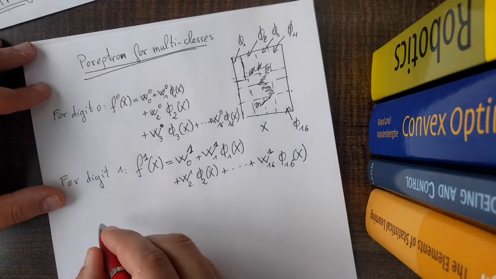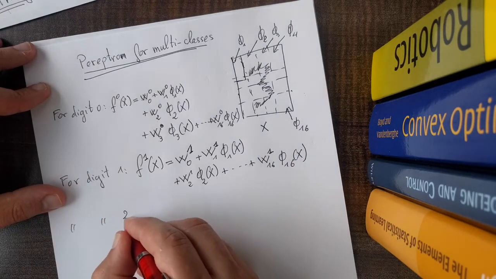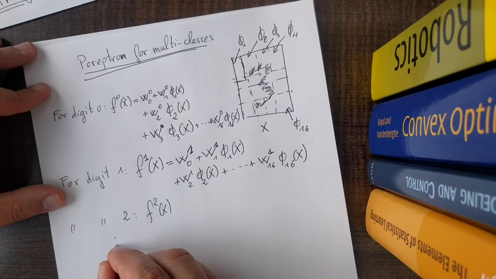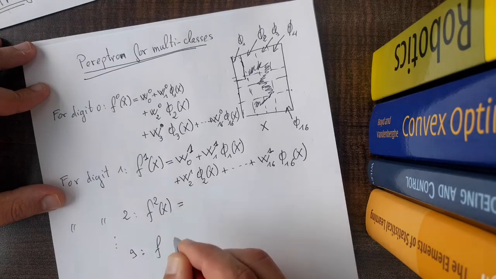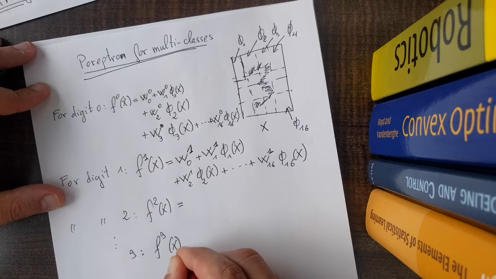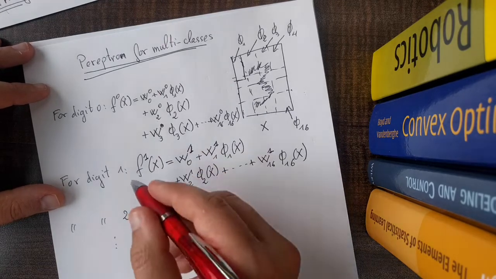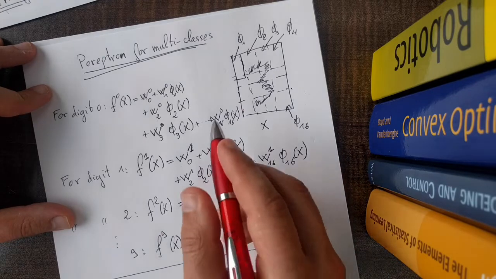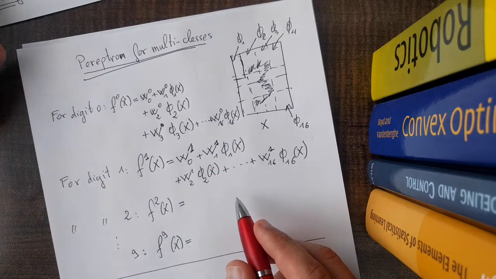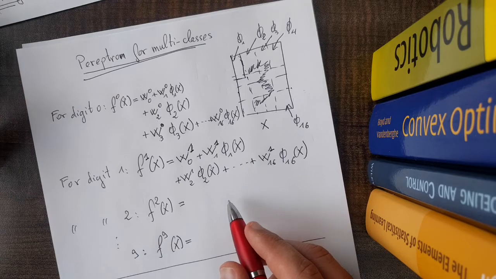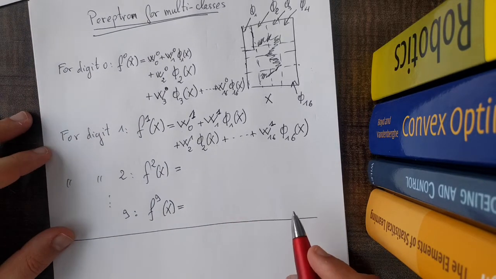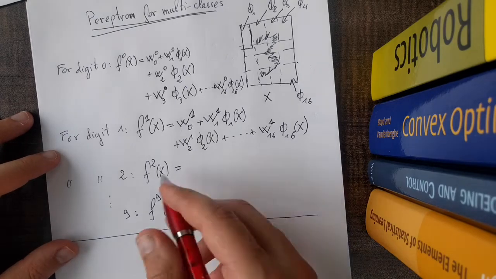All right, and then we have the same thing for digit 2. We're going to have f2 of x until digit 9, where we have f9 of x. And each one of them is a perceptron defined by different weights. Now the problem is how to train these weights. It's slightly different from the way you train the perceptron for faces. In this case, you go through your training data the same way.